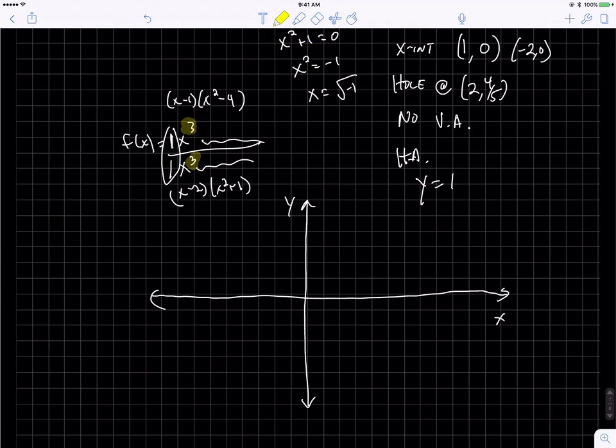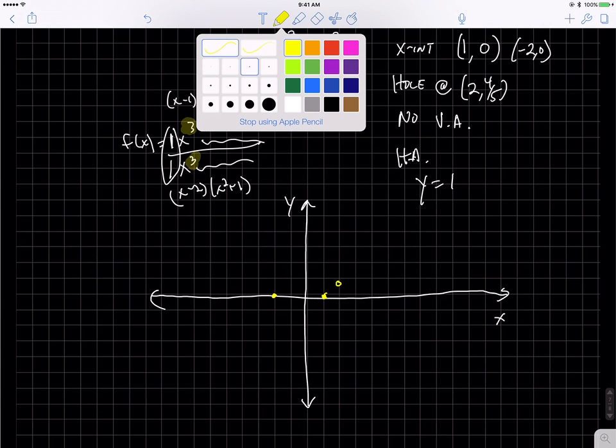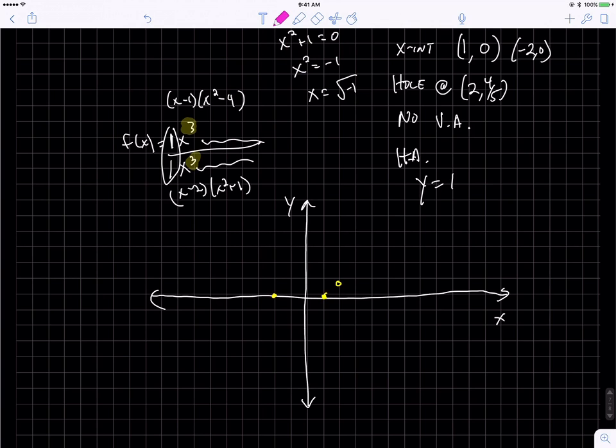Got x-intercepts at (1, 0), at (-2, 0). Got a hole at (2, 4/5). So like right there's a hole. And there is no vertical asymptotes, but there's a horizontal asymptote at 1.